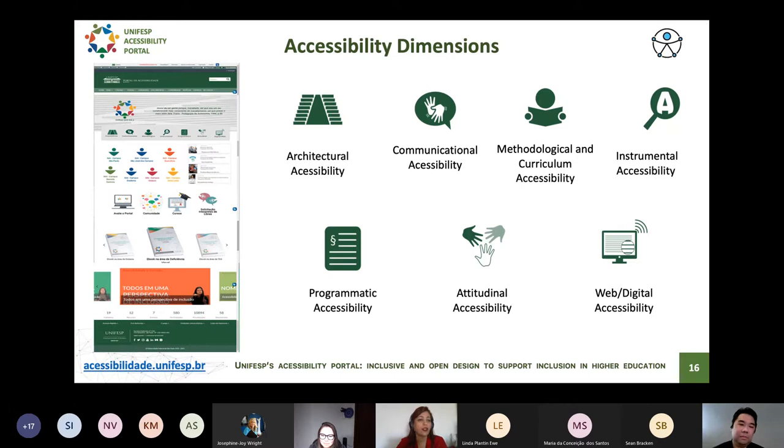That's why next to these icons, there is a small projection of the layout of the first page of the portal of accessibility that Leandro will now present in great detail. So I want to thank everyone. Thank you, Carmen, as well. And I'm very glad to be here with you. Thank you, Professor Cicera. Thank you, Professor Carmen.